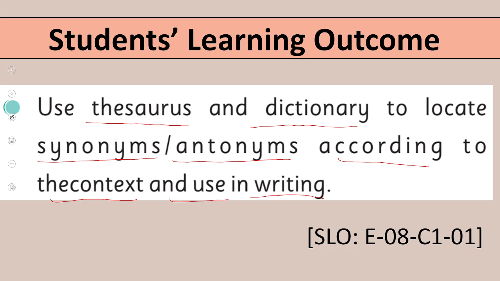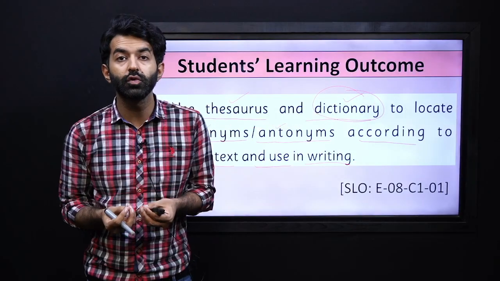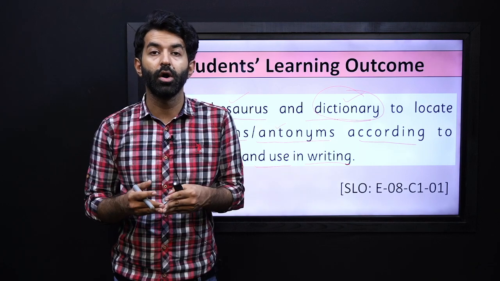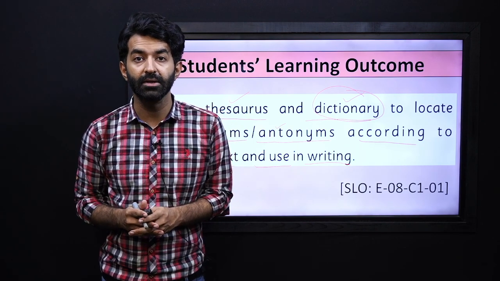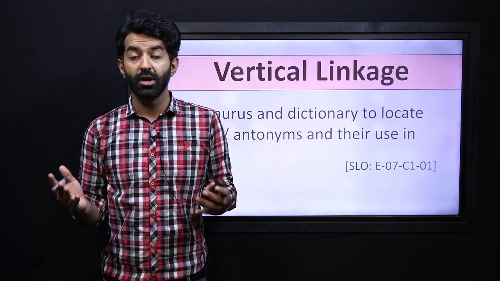Yes, we have two resource materials with us that are suitable for this purpose, and to fulfill the learning outcome, we can use a thesaurus which is having different synonyms and antonyms of one word, which means the similar words and the opposite words. We also can use the dictionary to do the same thing. We will locate synonyms or antonyms according to the context. It means we have to choose the most appropriate synonym if we want to replace our word with another word, and same goes with the antonym as well. Now, the learning outcome is clear.